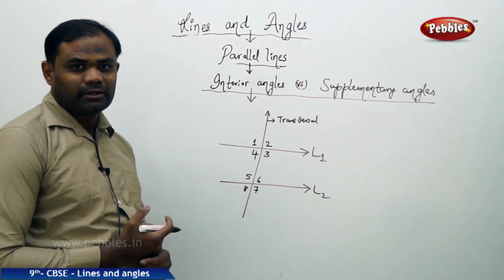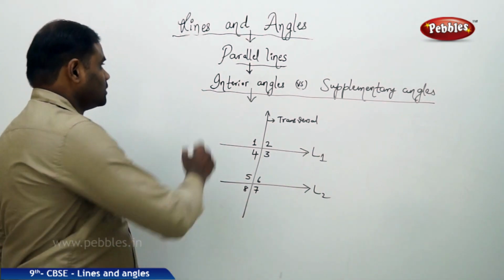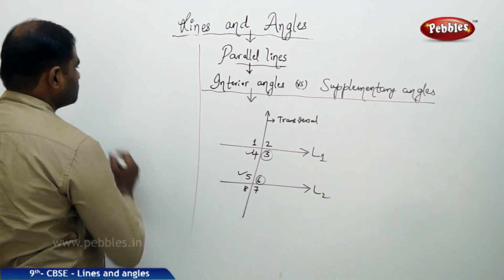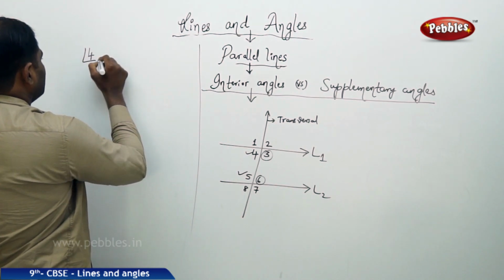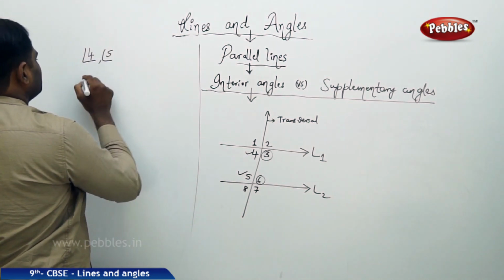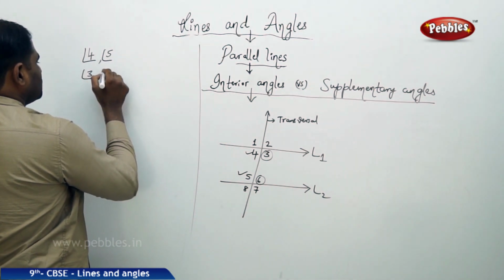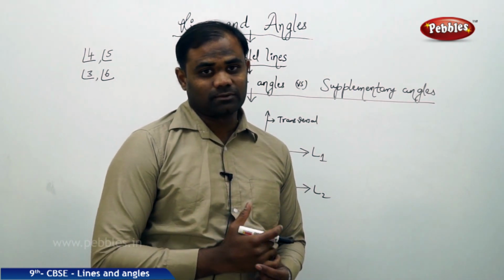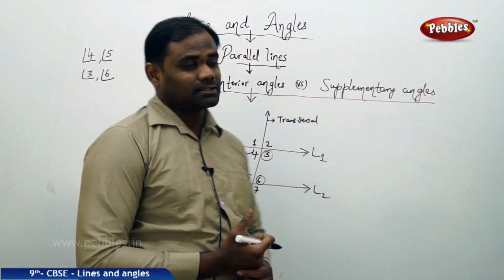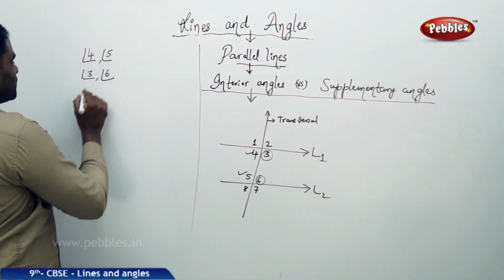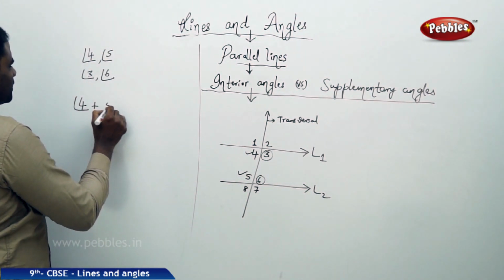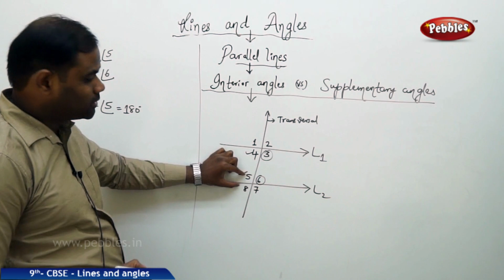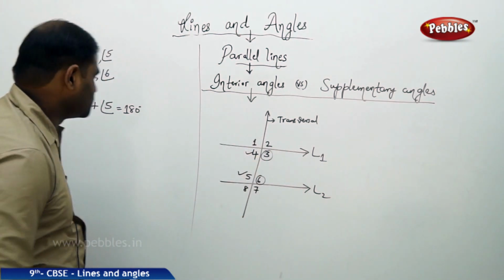Now we know that the interior angles on the same side of transversal are 4 and 5 and 3 and 6. So angle 4 and 5 and angle 3 and angle 6 are the interior angles on the same side of transversal. Now the property says that in mathematics, angle 4 plus angle 5 is always 180. This plus this is 180, and this plus this also is 180.